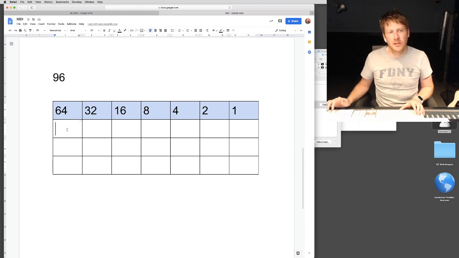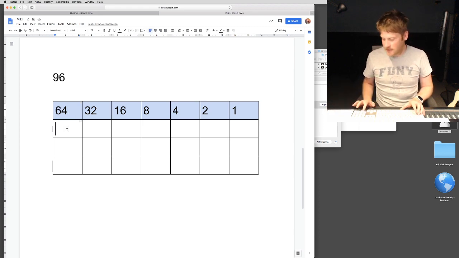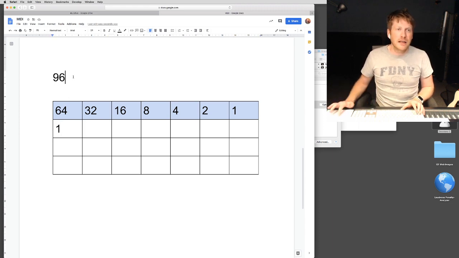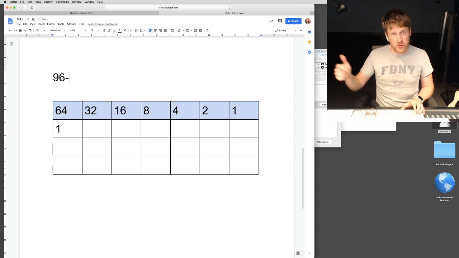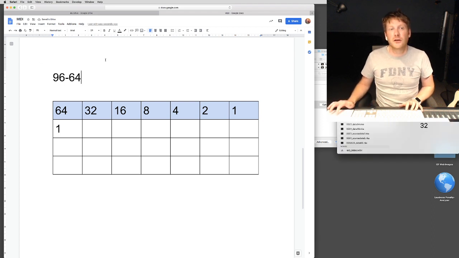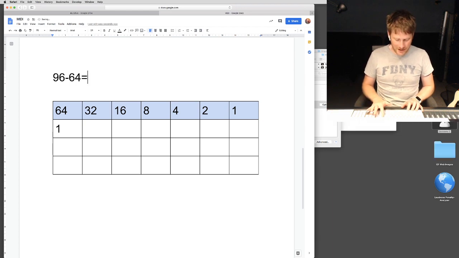Does 64 go into 96? If the answer is yes, write a 1. If the answer is no, write a 0 and move on to the next number. If you have answered yes, you then need to subtract 64 from the answer. This is going to work out absolutely perfectly. This isn't going to be very good, I'm sorry. So 96 minus 64 is actually 32.